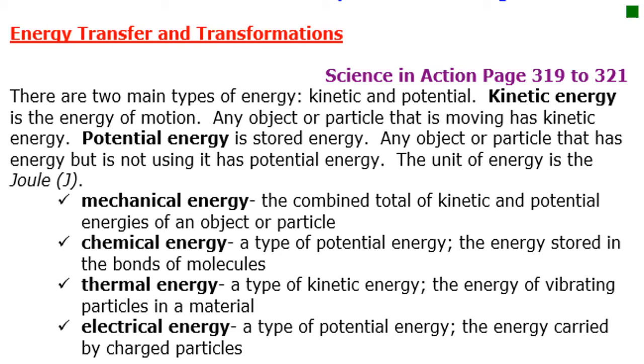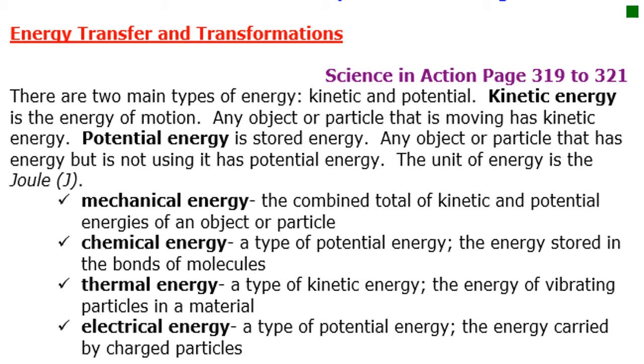And there are two main kinds of energy that we talked about. We talked about kinetic energy. We talked about potential energy. Kinetic energy, simply put, is movement. So if something is moving, it has kinetic energy. Potential energy is energy that is stored. So you could think of it as something that has the potential to do some work, so to speak.